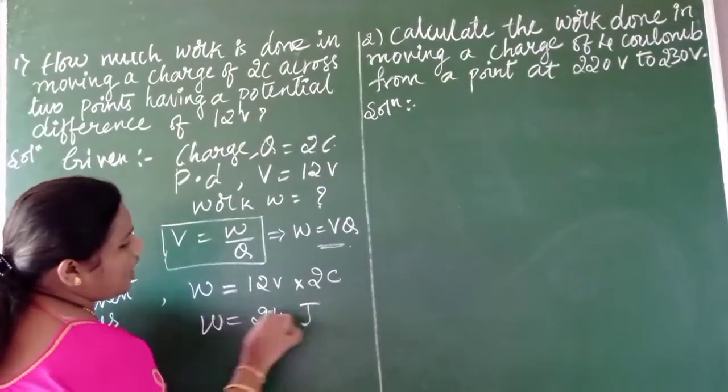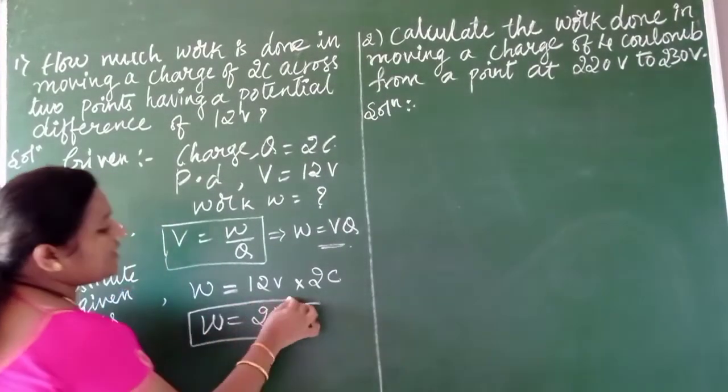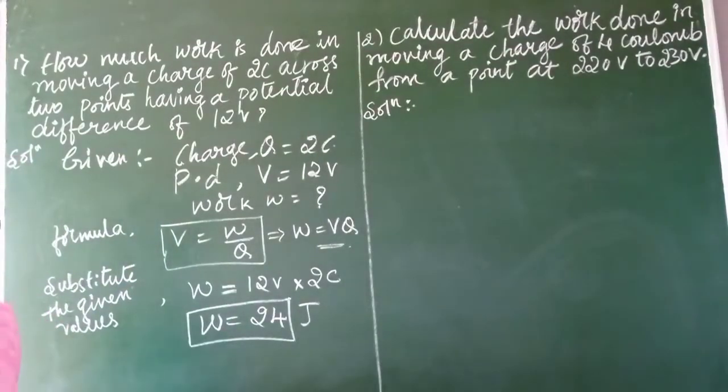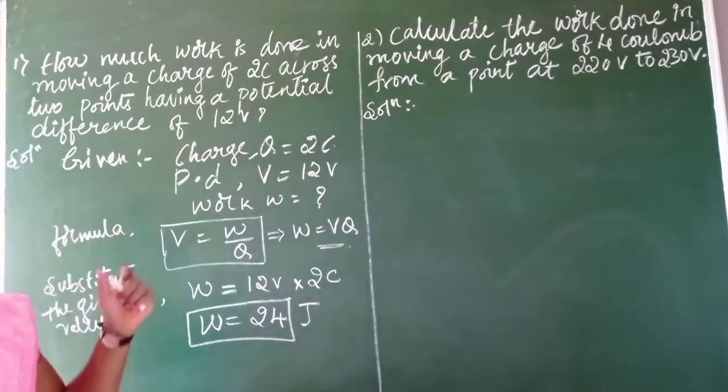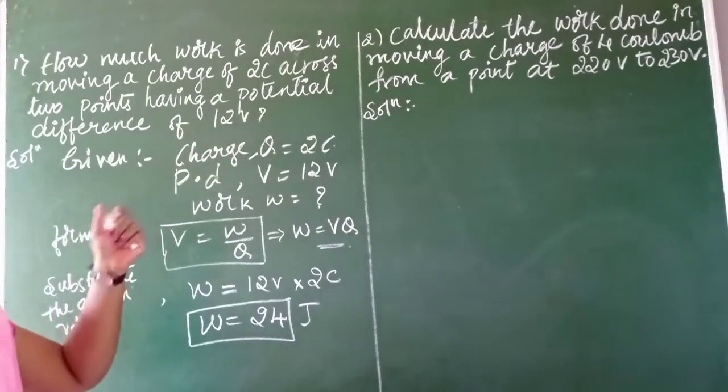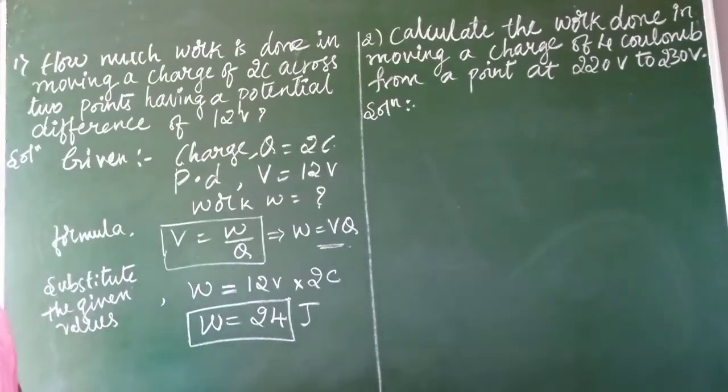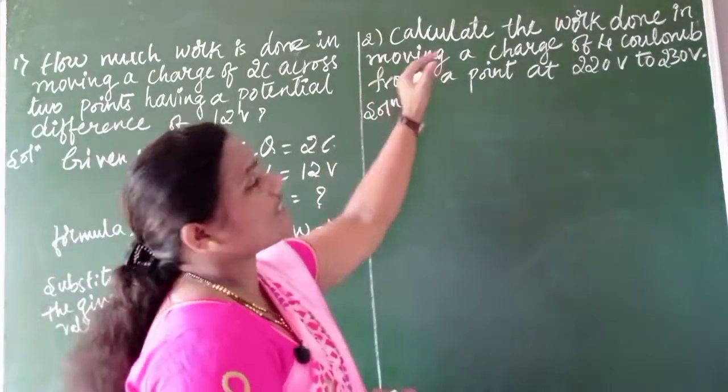That is how much work has been done here? 24 joules of work or energy has been done in bringing a potential difference of 12 volts if it has 2 coulombs of charge across it. Got it, children? Okay. Now we will move to the second problem.